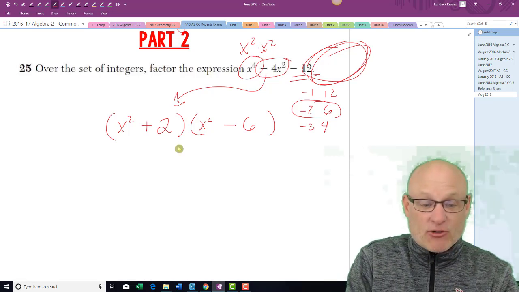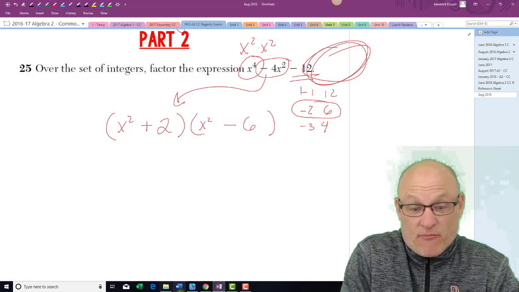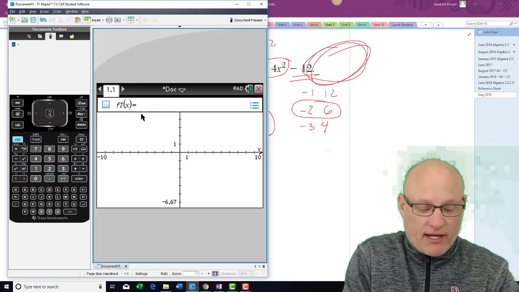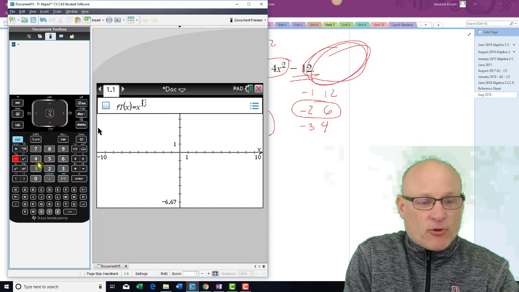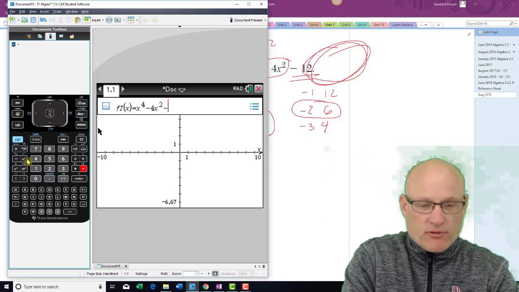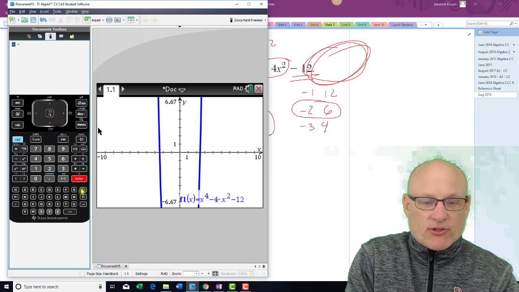Now, how can I use my calculator to see if I'm remotely correct? You're not going to know if you're perfectly correct, but you're going to know you're pretty sure you're correct. So here's how we're going to do. We're going to do x to the 4th minus 4x squared, and then minus 12. And we'll type in enter, and that's what that sucker looks like.